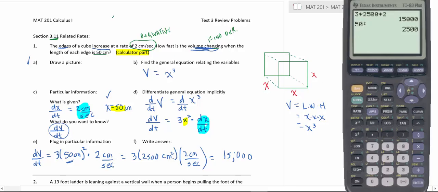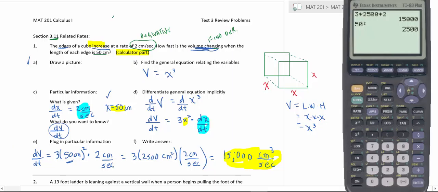And then notice the units are centimeters cubed per second, and that is a volume. We were trying to find how the volume was changing over a unit of time, so we end up having that rate. The volume is increasing as the length of the edges continues to increase. So the edges are increasing, therefore the rate of the volume is going to increase, so we get a positive value like that. That's how that would be put together.